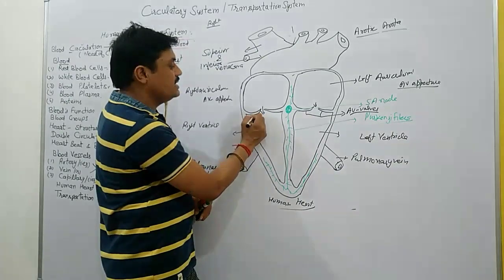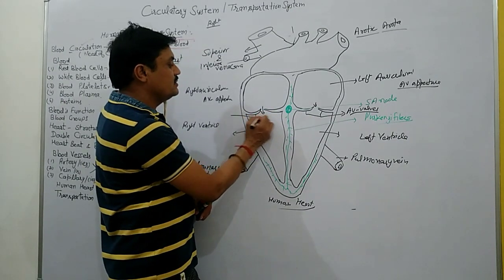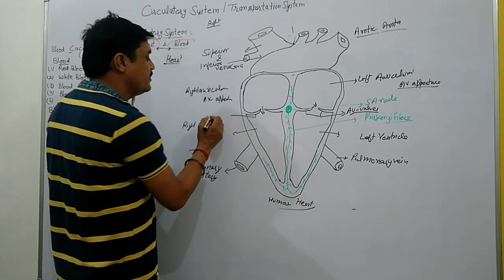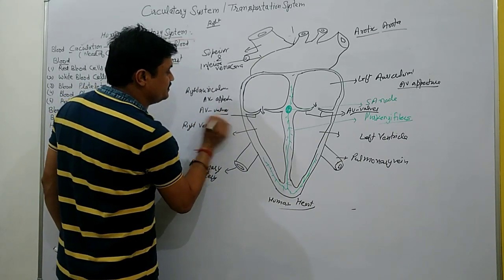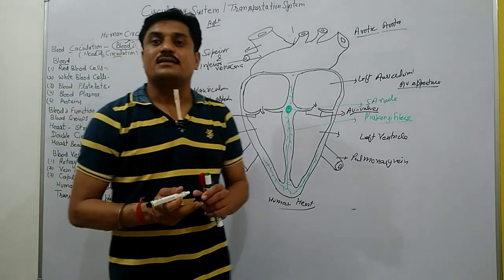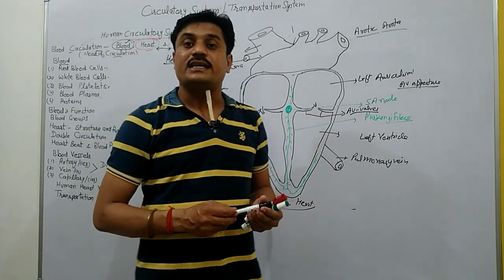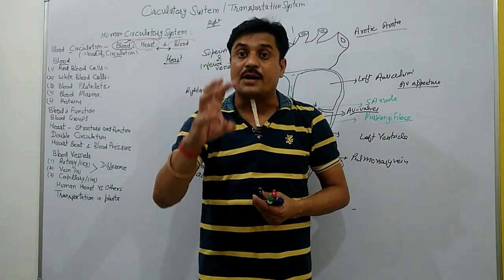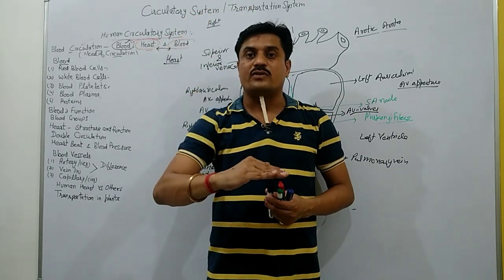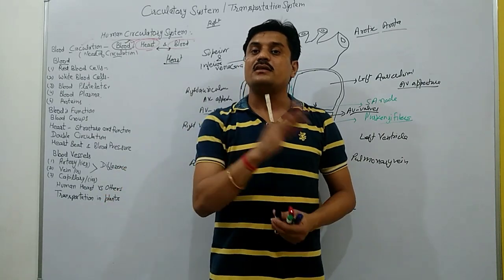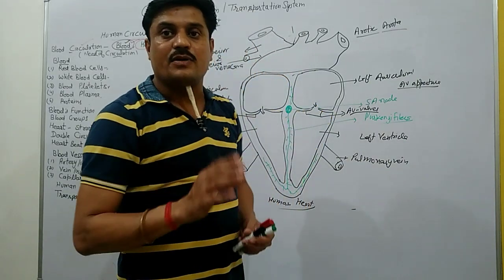And this AV aperture, this side, is also facilitated with these walls. These walls are called AV walls. So we can say that the human heart has four chambers: two upper auricles, left and right auricles, and two lower ventricles, left ventricle and right ventricle. So this is all about it.